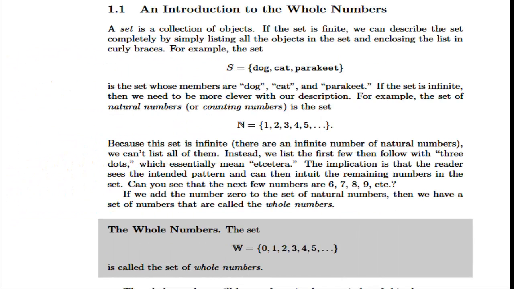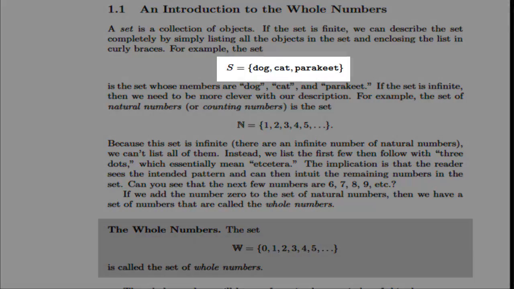1.1, An Introduction to the Whole Numbers. A set is a collection of objects. If the set is finite, we can describe the set completely by simply listing all of the objects in the set and enclosing the list in curly braces. For example, the set is the set whose members are dog, cat, and parakeet.